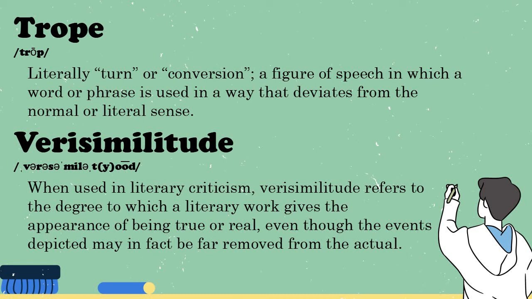Verisimilitude. When used in literary criticism, verisimilitude refers to the degree to which a literary work gives the appearance of being true or real, even though the events depicted may in fact be far removed from the actual.